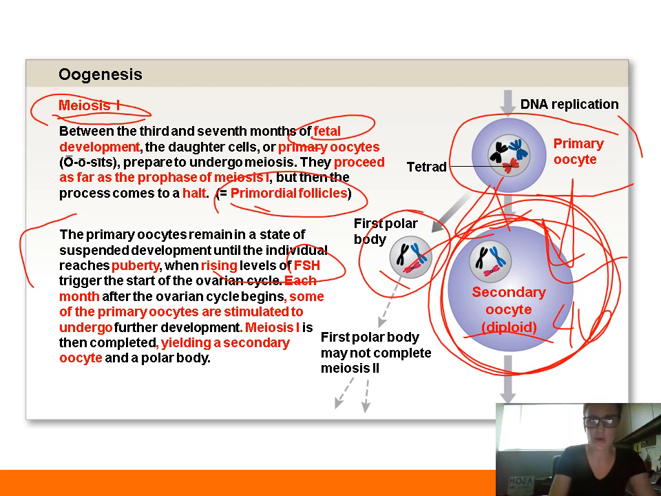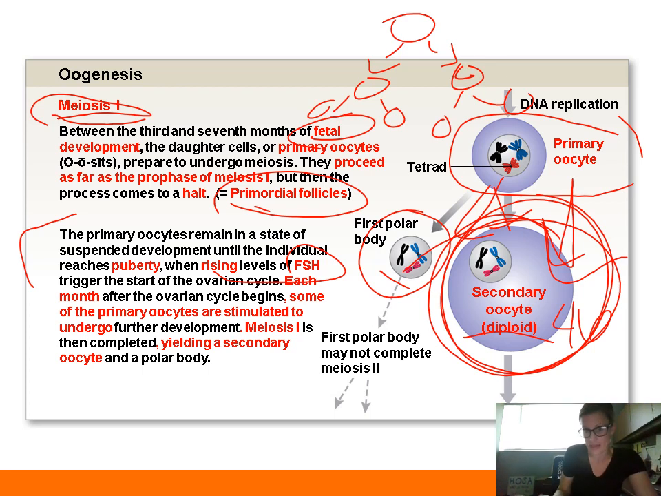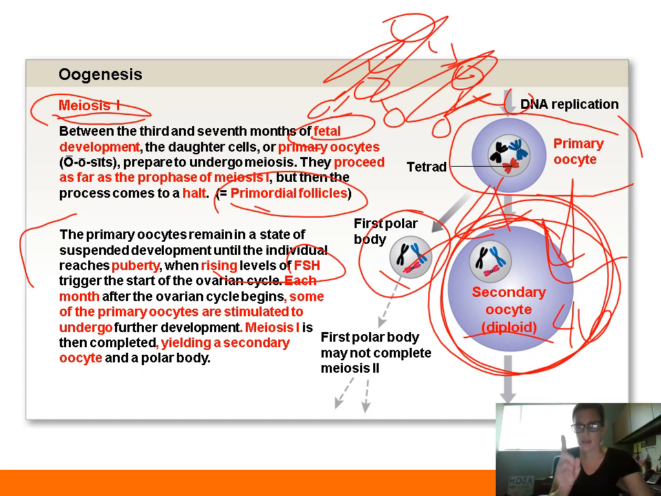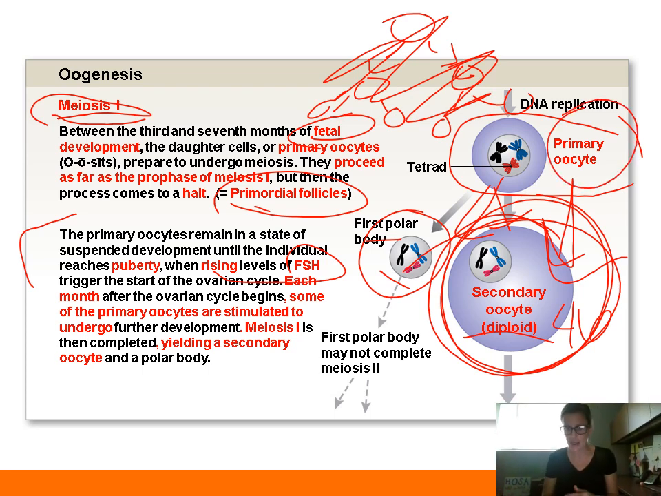Again, with sperm, you have a cell, it divides into two, and then each of those divide into two, and you end up with four sperm. That is not the case with the egg. With the egg, we're only going to end up with one viable cell and then three polar bodies that are not viable. So this starts in the fetus. In the fetus, we have a primary oocyte, and then that primary oocyte starts meiosis one and it pauses. Then at puberty, there's an increase in FSH. Some of these cells end up being chosen to complete meiosis one, and we end up with the secondary oocyte.